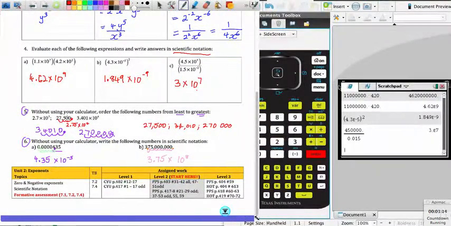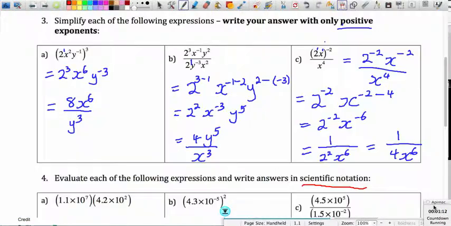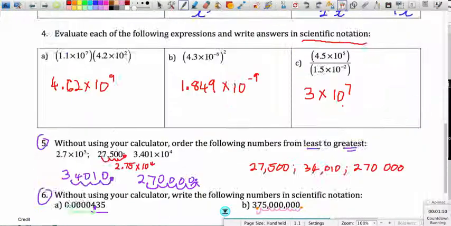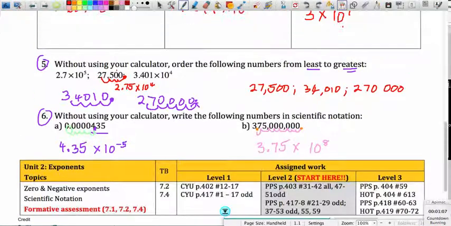Okay, and so once you have made a note of those, do turn your attention, as usual, to the level 2 assignment.